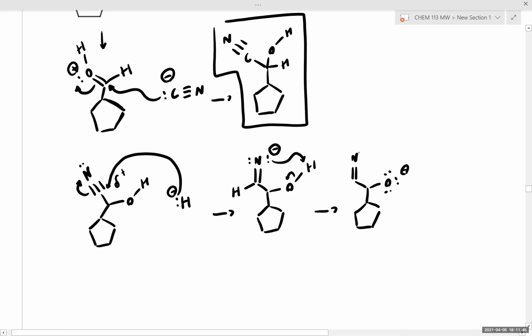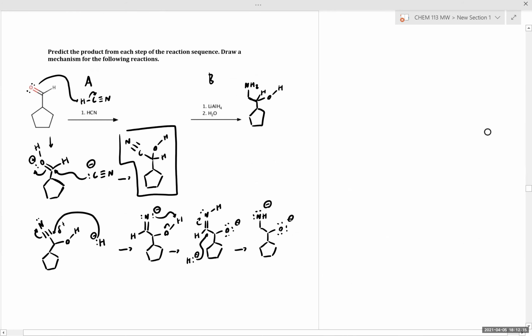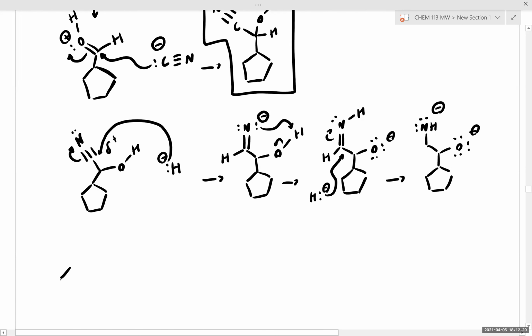And then from here, we still have this imine. It's still electrophilic, so a second equivalent of hydride can just as easily attack your generated imine. And from there, we can generate an ammonium ion. Now, of course, we're not able to isolate this highly basic dianion. So that's what the next step is for.